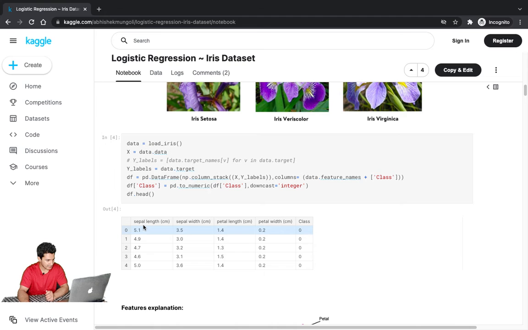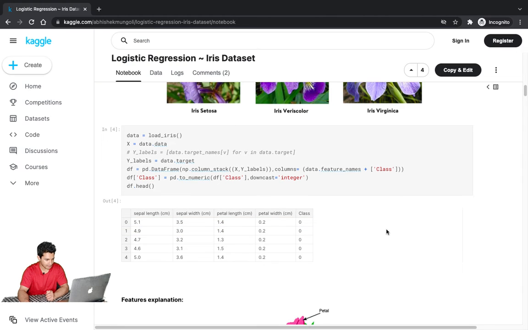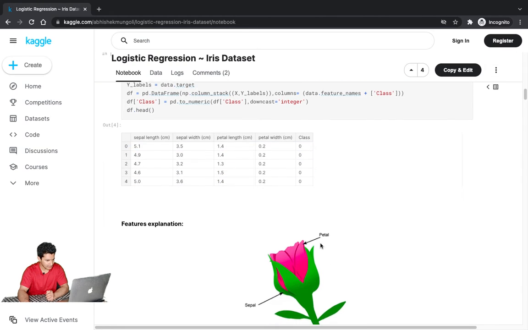and we can see there are four types of features: sepal length, sepal width, petal length and petal width, and classes which are Setosa, Versicolor or Virginica. What is a sepal? The sepal is this green portion which is supporting the actual flower, and the petal is the leaves of the flower. So in that way we have been provided with this information.